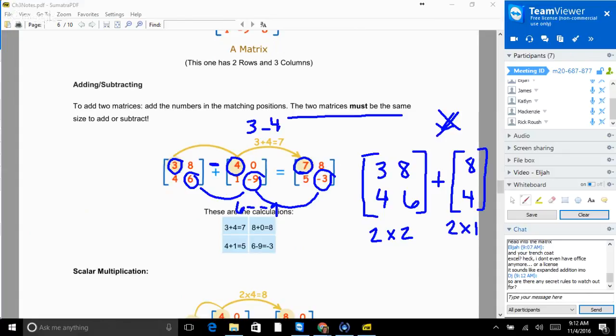No, Daniel says, are there any secret rules? No secret rules for this, other than the fact that for adding and subtracting, they have to be the same size. Eventually, there'll probably be some secret rules, right? Probably eventually.